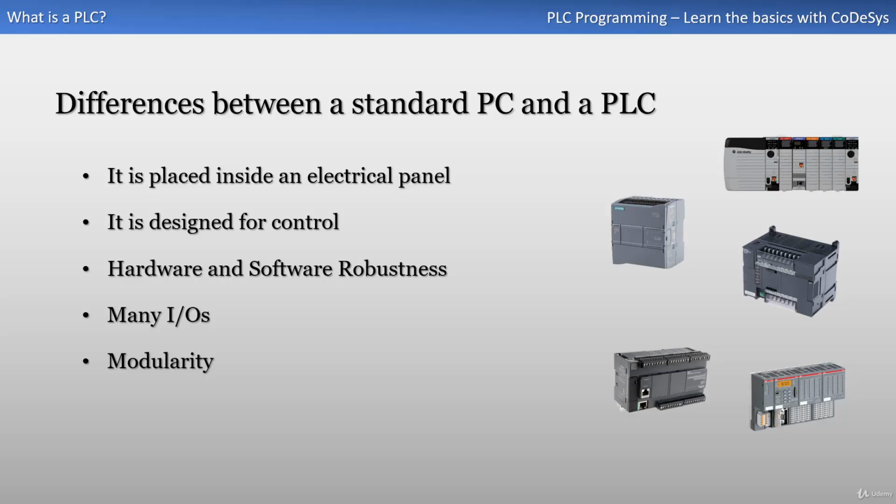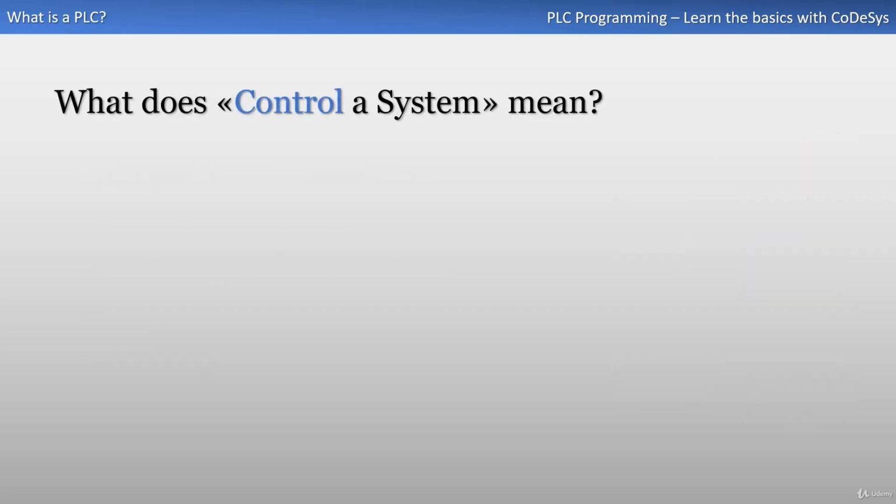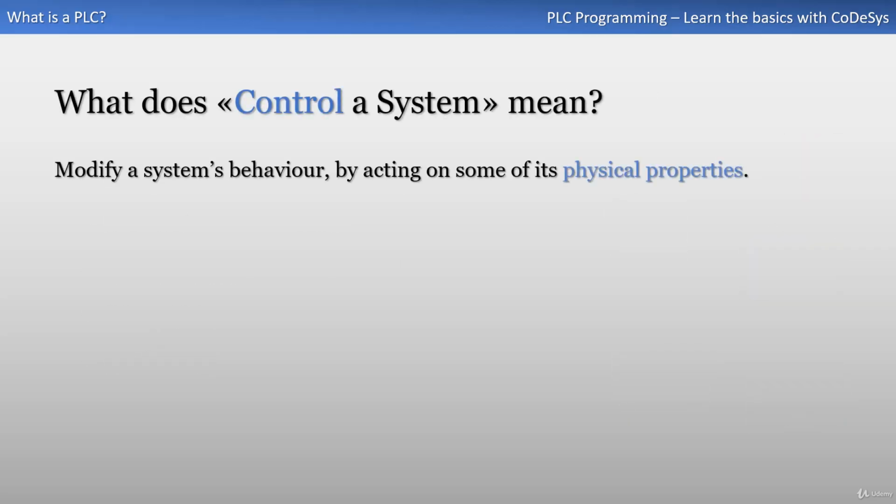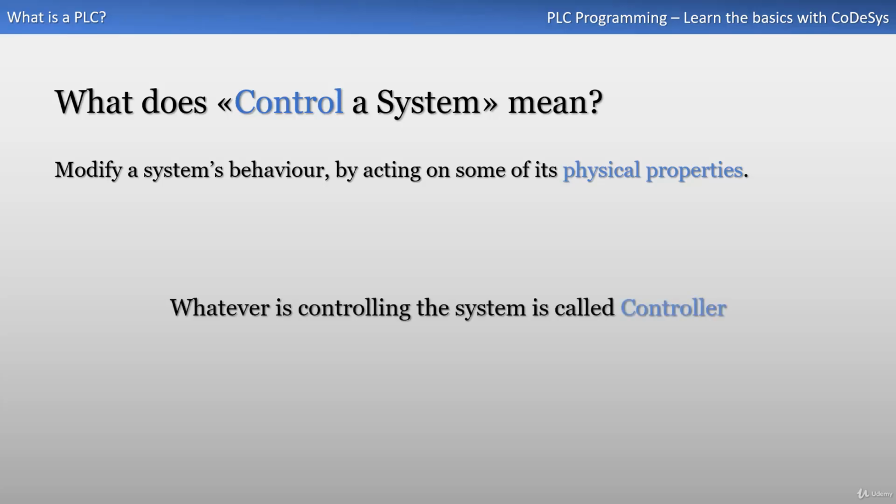But what does controlling a system mean? It means to modify a system's behavior by acting on some of its physical properties. Whatever is controlling a system is called a controller. Let's make an analogy. A person driving a car is using all of its tools in order to control the car. The driver is doing the same thing as a controller does. He controls and manages a process.